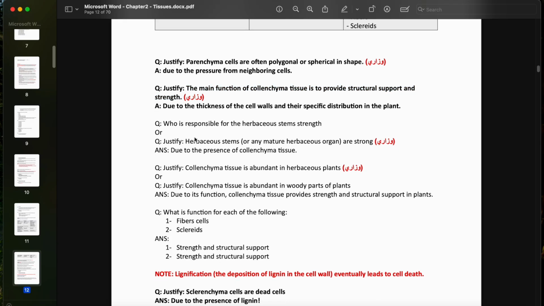Question: who's responsible for the herbaceous stems' strength? Or justify: the herbaceous stems or any mature herbaceous organ are strong due to the presence of the parenchyma tissue. So no matter how weird the question sounds here, as long as it's a previous question, it's important to read, and you have to memorize them.